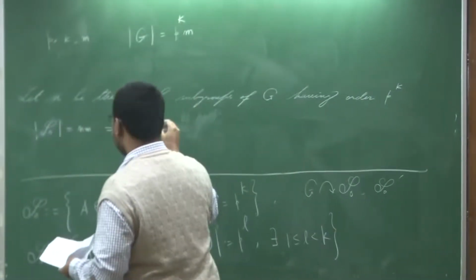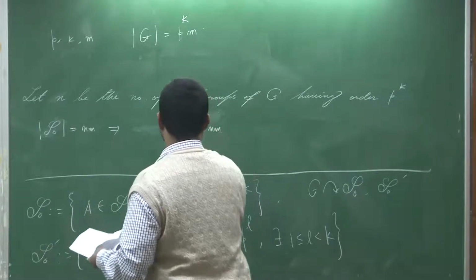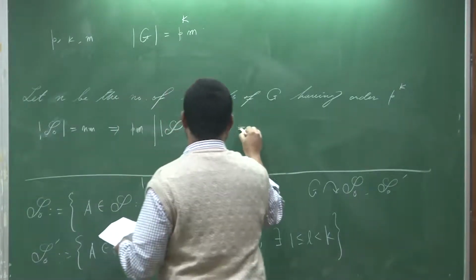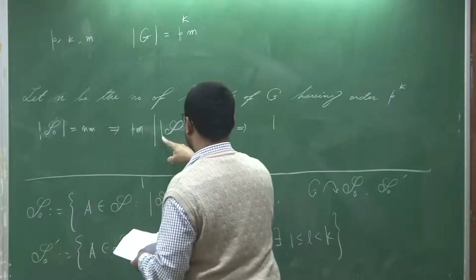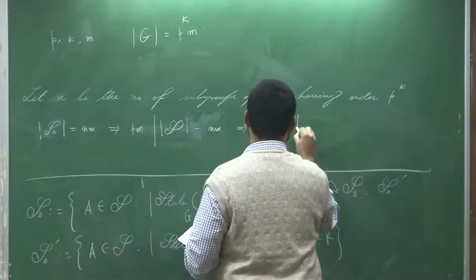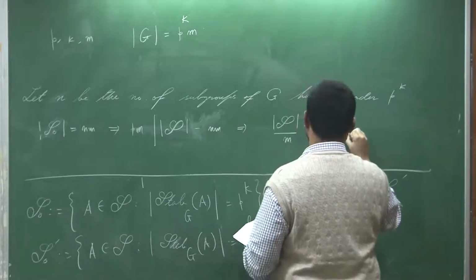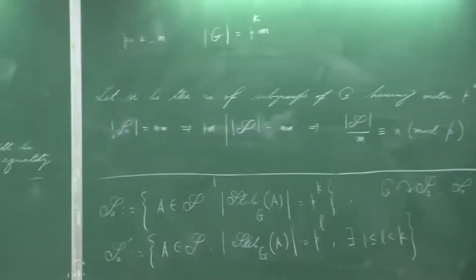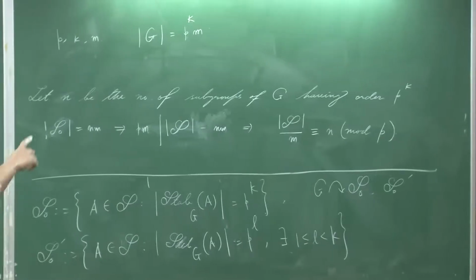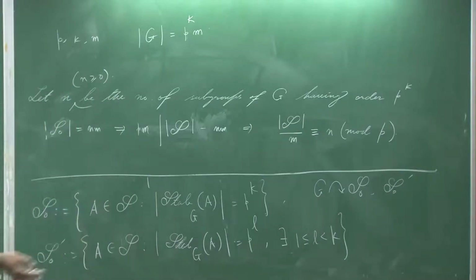So, therefore, what we obtain is that the order of S is congruent to nm, which is divisible by pm, and then that further shows that this has to be divisible by m and is congruent to n modulo p. Remember here n could be 0. I do not know whether there is any subgroup of order p to the power k or not.